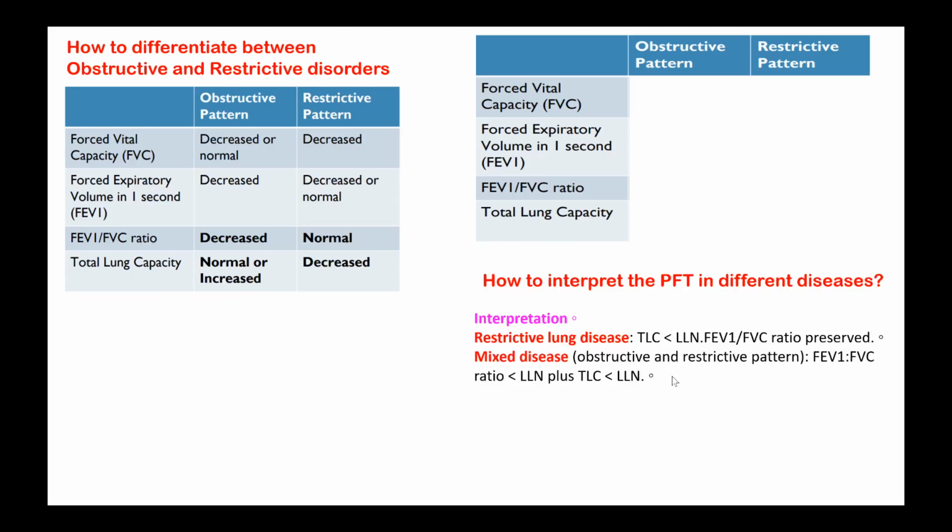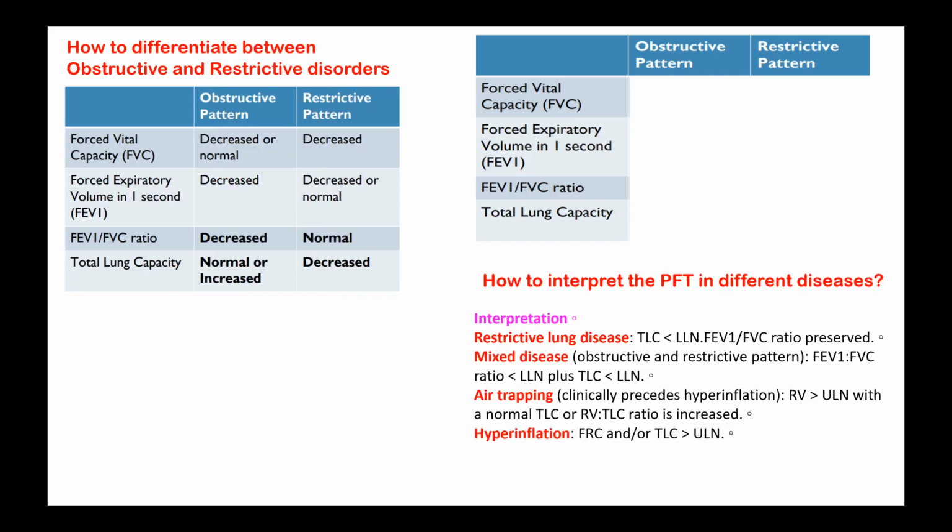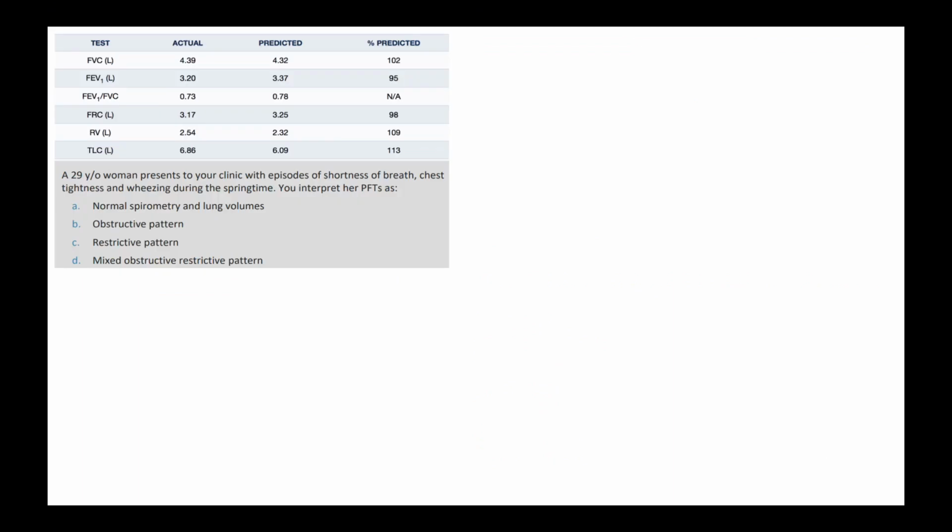Mixed diseases, when you have both obstructive and restrictive, FEV1 to FVC ratio will be lower than normal, plus TLC also will be lower than normal. So in pure obstructive, TLC is normal, whereas in pure restrictive it is decreased. If it is a combined one, instead of TLC being normal, that will also be decreased. Then you think of restrictive and obstructive pattern. So these are all the various changes that we'll have in these types of disease.